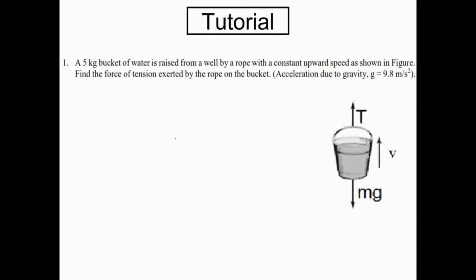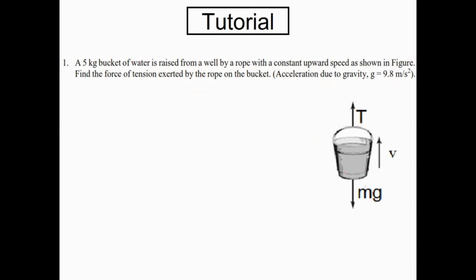Let's start. The first question: a 5 kilogram bucket of water is raised from the well by a rope with a constant upward speed, as shown in the figure. The figure is given here. Find the force of tension exerted by the rope on the bucket. Consider the acceleration due to gravity, g value, as 9.8 meter per second square.